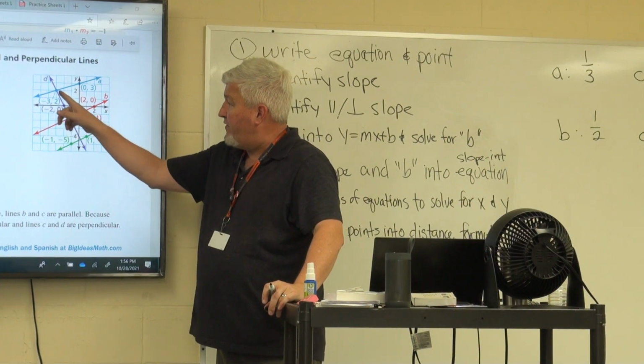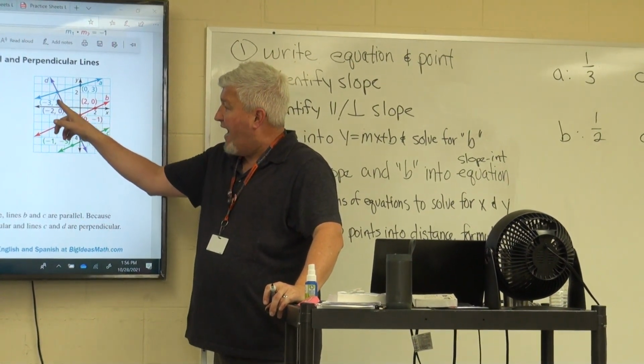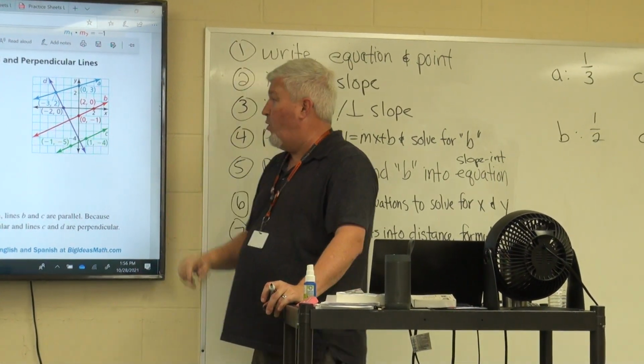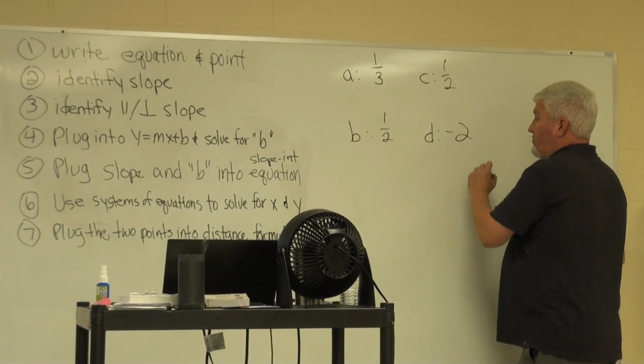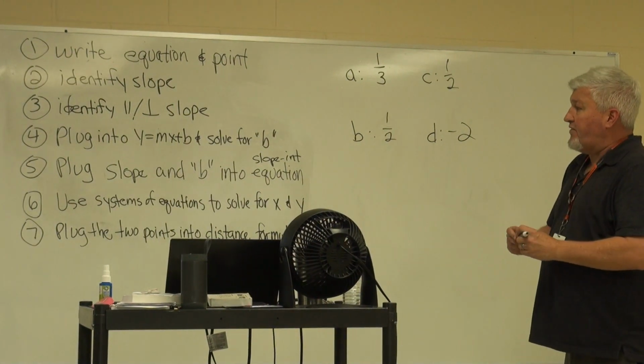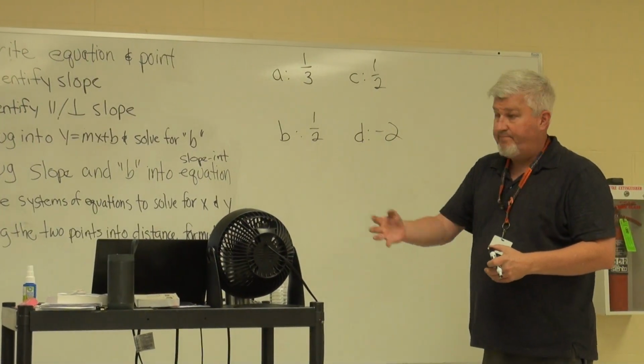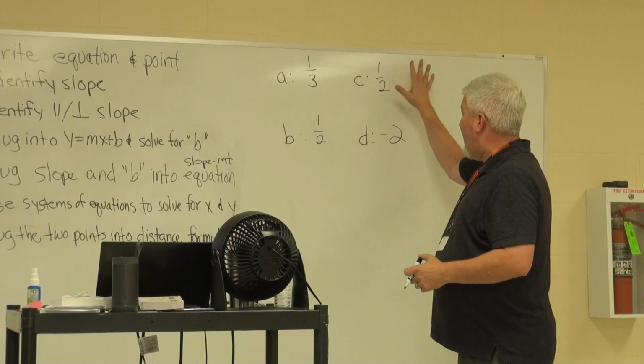So for this one, I look at this line and this line. It goes down 2, which is negative, and then over 1, which is positive. So it's -2 over 1, which is -2. Okay? So we've identified the slopes of those four lines: 1/3, 1/2, 1/2, and -2.